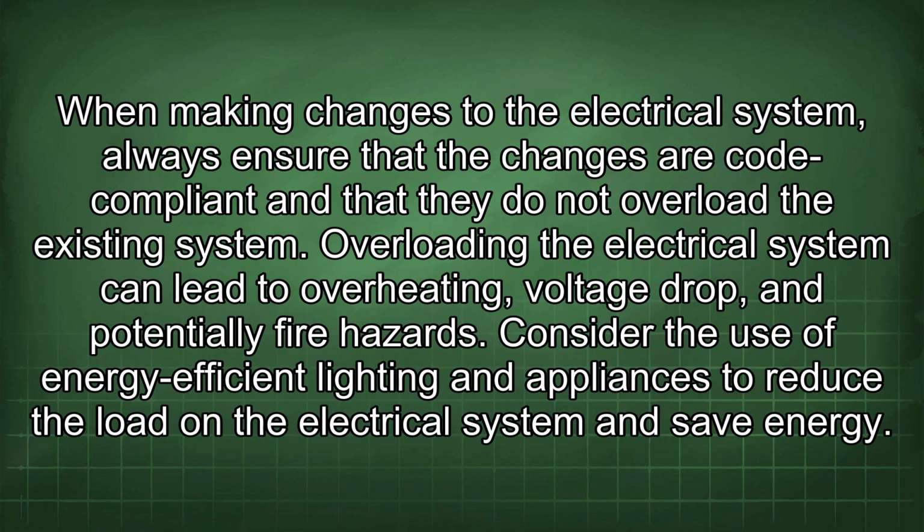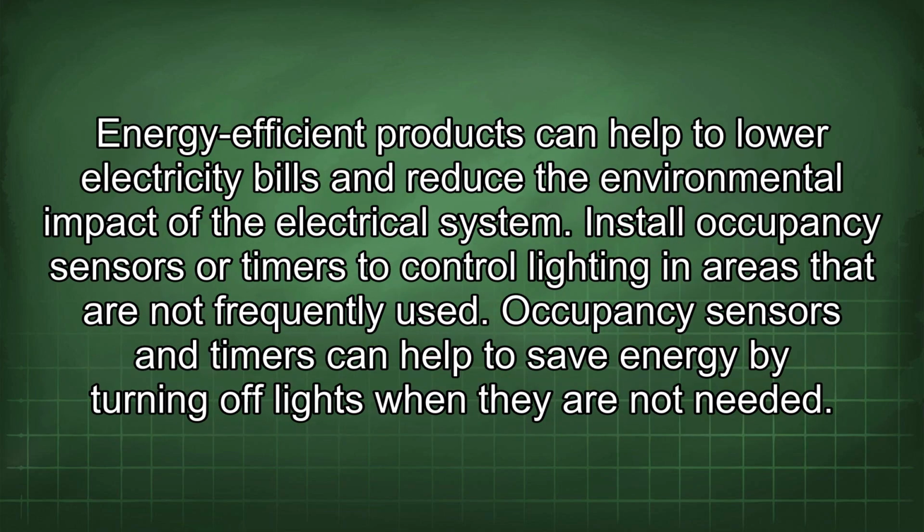When making changes to the electrical system, always ensure that the changes are code compliant and that they do not overload the existing system. Overloading the electrical system can lead to overheating, voltage drop, and potentially fire hazards. Consider the use of energy-efficient lighting and appliances to reduce the load on the electrical system and save energy. Energy-efficient products can help to lower electricity bills and reduce the environmental impact of the electrical system.